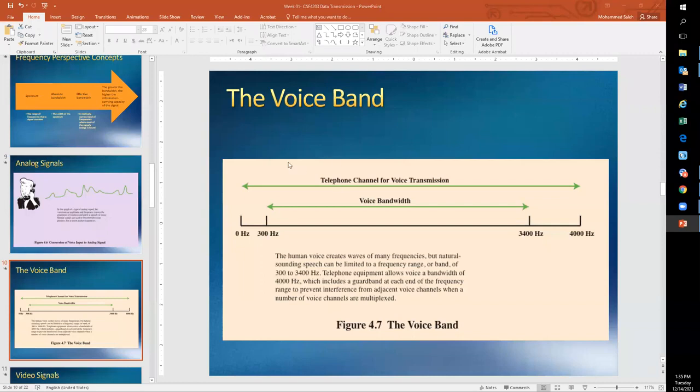Now, the human voice frequency is from 300 hertz to 3,400 hertz, or 3.4k. But for the telephony system, we give a channel of 4k.